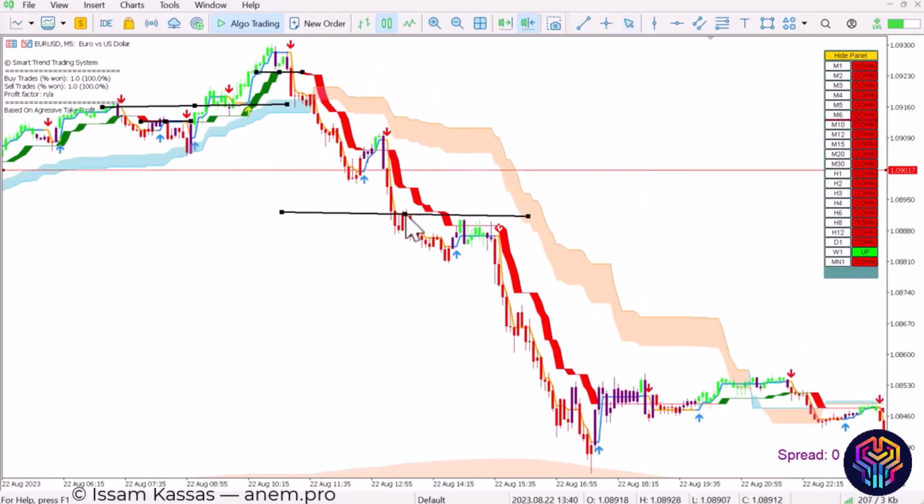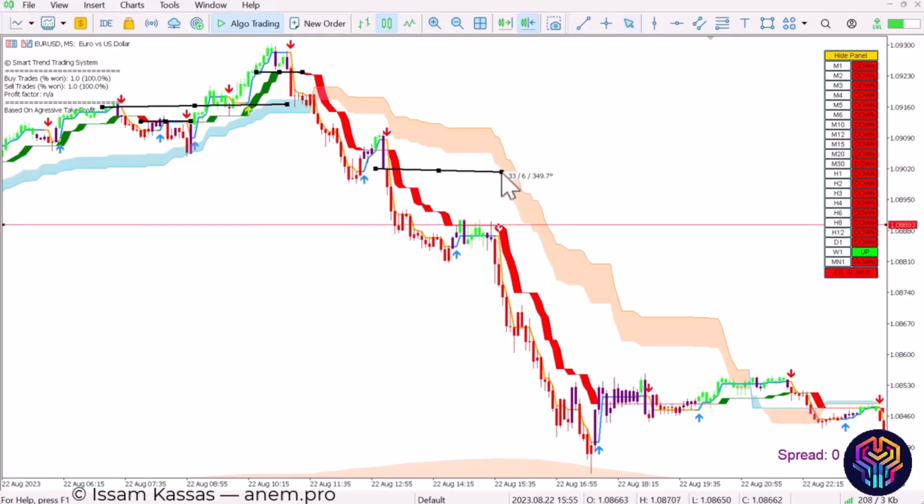So I am in this case here. I'm going to enter at the close of the candle where I got the signal. So I'm entering at the close of that, and I'm looking at 1 to 2 risk to reward ratio. So my entry is going to be at this level. My stop loss is above structure.